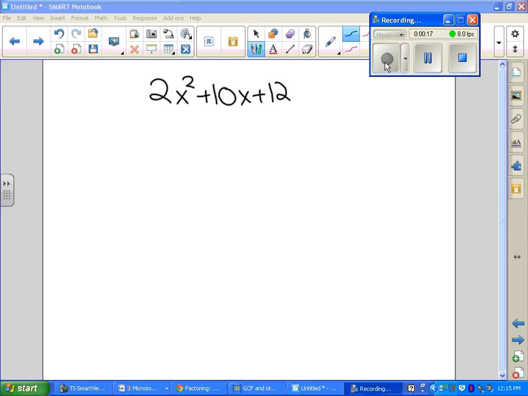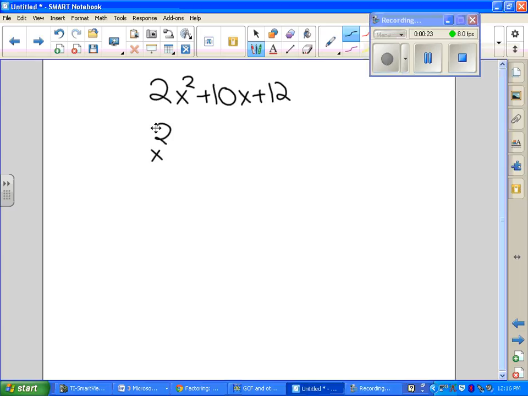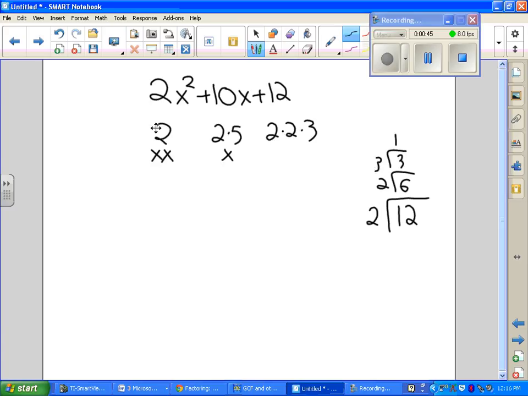First, let's see if there's a greatest common factor. Break down 2x squared. It's 2, x and x. 10 is broken down to 2 times 5 and an x. And 12 is broken down to 2 times 2 times 3. At this point, I think you could probably do that pretty quickly, but if you're unsure what goes into those, just make the cake. 2 goes into 12 6 times, 2 goes into 6 3 times, and 3 goes into 3 once. That's what I was doing there.